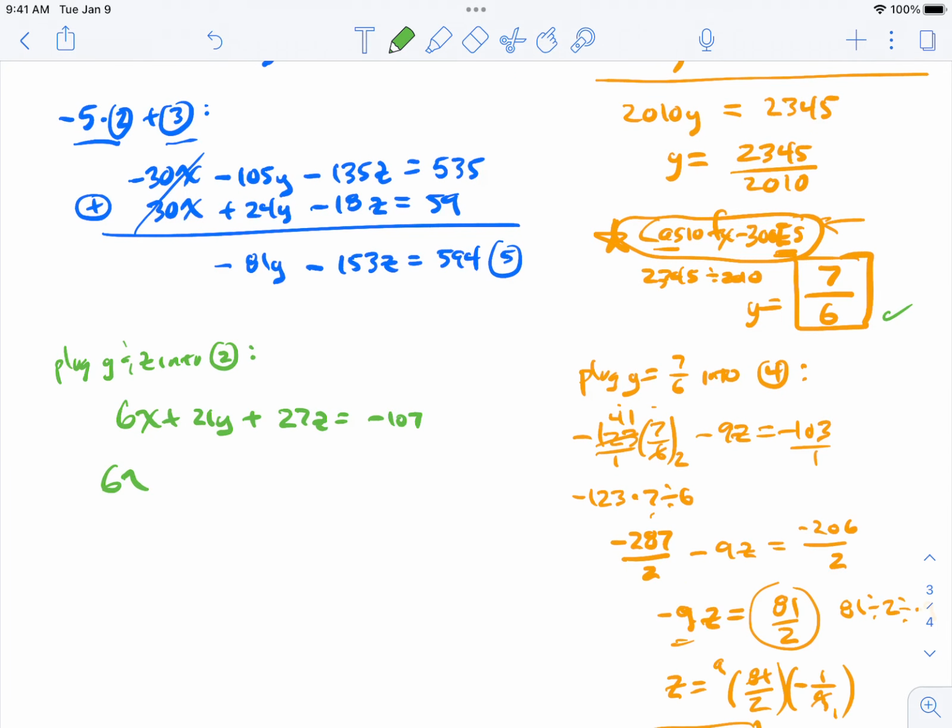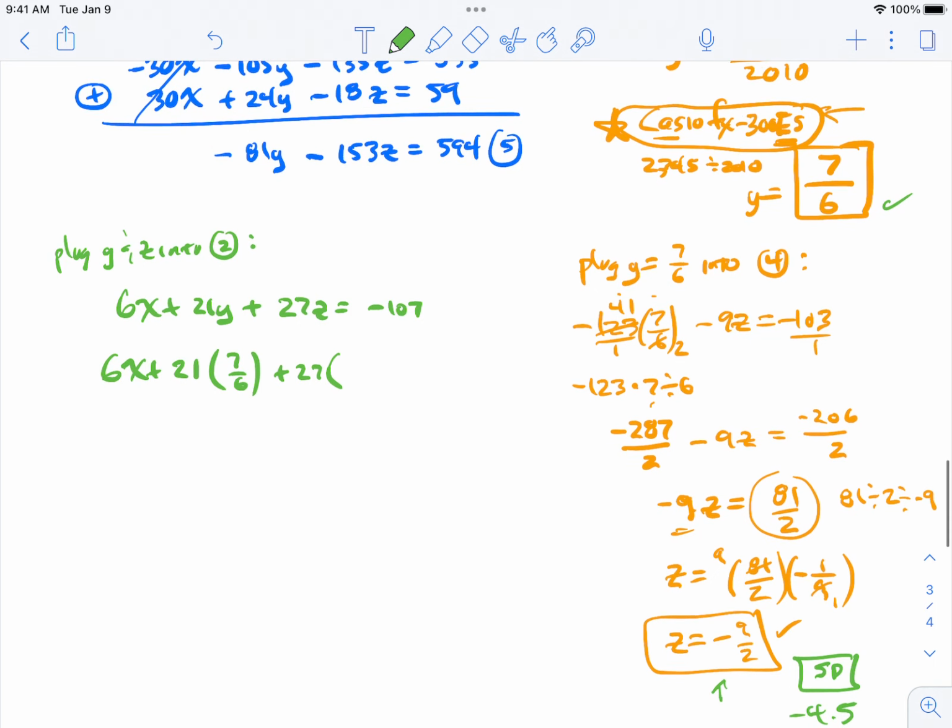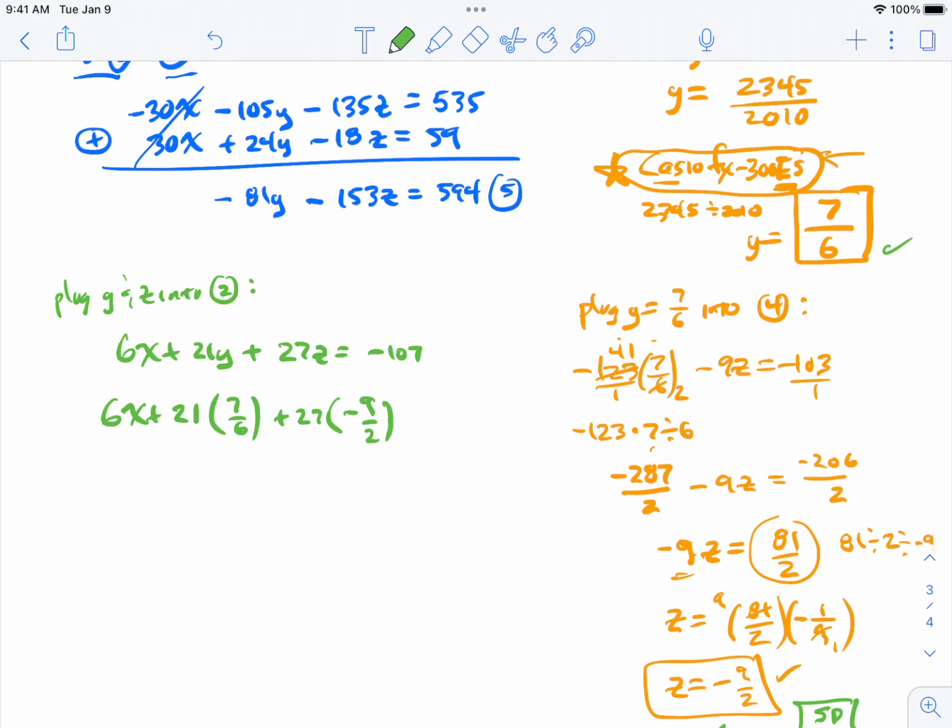I don't know what x is. I do know what y is. Y is 7/6, plus 27. I do know what z is. Z is negative 9/2, equals negative 107. 6x plus, now you can enter this as 21 times 7 divided by 6, and your Casio will tell you that it's 49 halves. I just love that. Here, you know it's going to be negative, right, because it's positive times negative, and you can just take 27 times 9 divided by 2. Casio will give you the fraction for you, and the fraction will be, what did I get? 243 over 2.